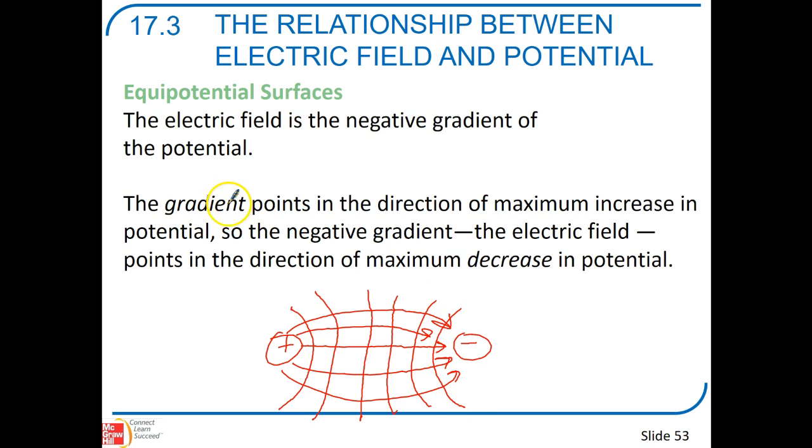There are things called gradients, and they point in the direction of the maximum increase of potential. And so the negative gradient, that's the electric field, points in the direction of the maximum decrease in potential.